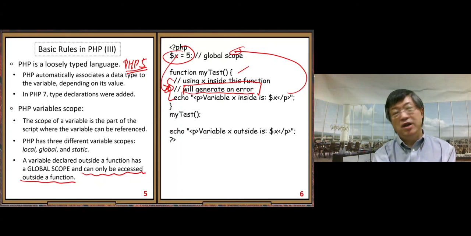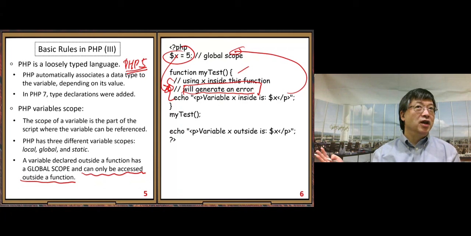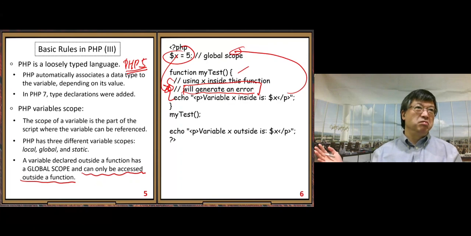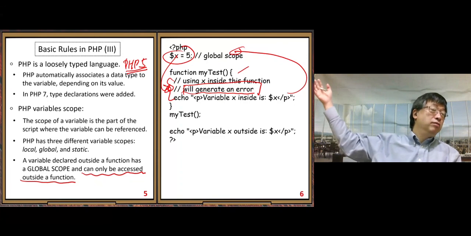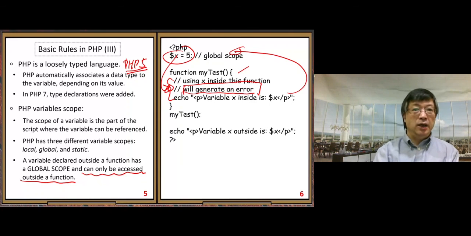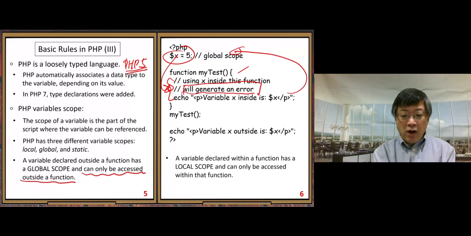So it's different from C, C++. In C, C++, you can use global variables anywhere you like, with no restriction. So if you really use a lot of global variables, other people who maintain your code will not be very happy. All right. So let's move on.